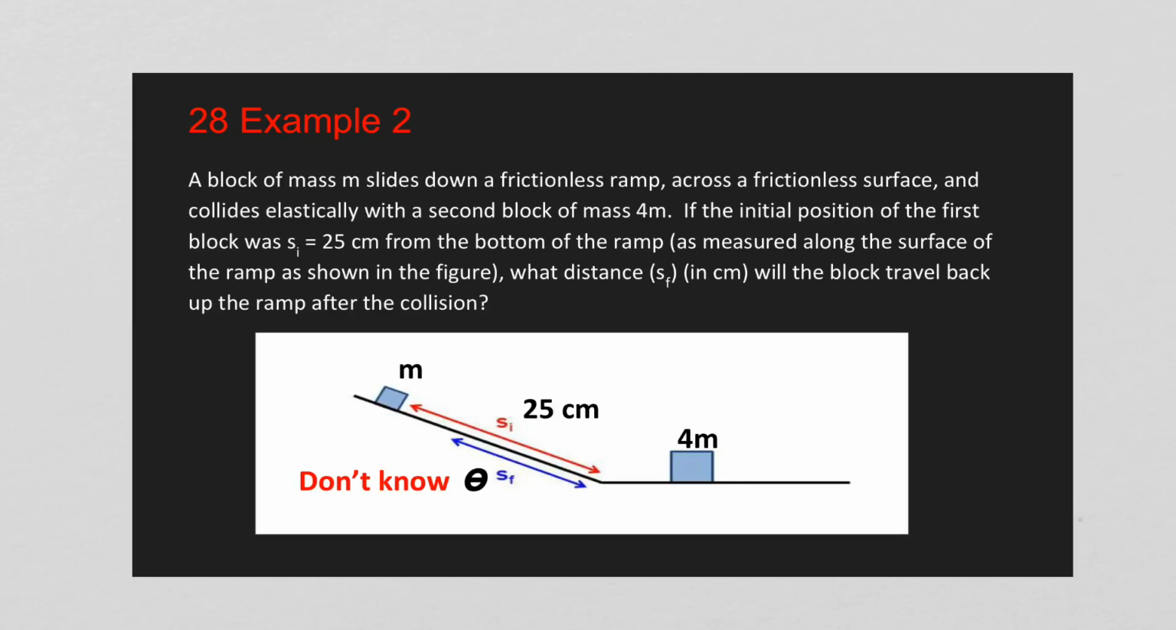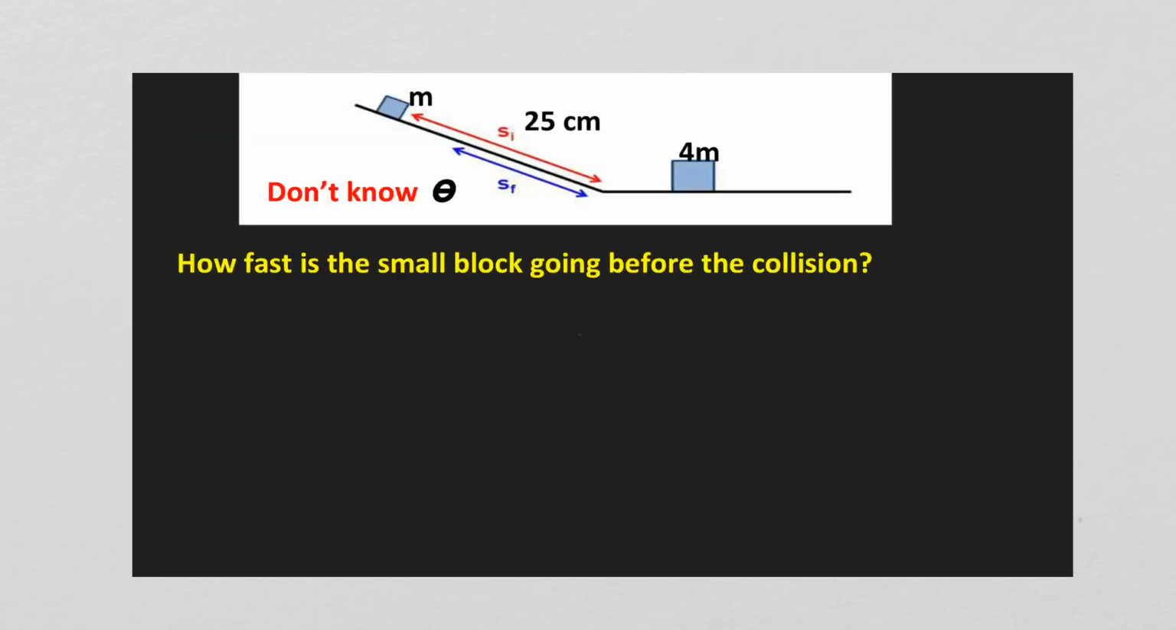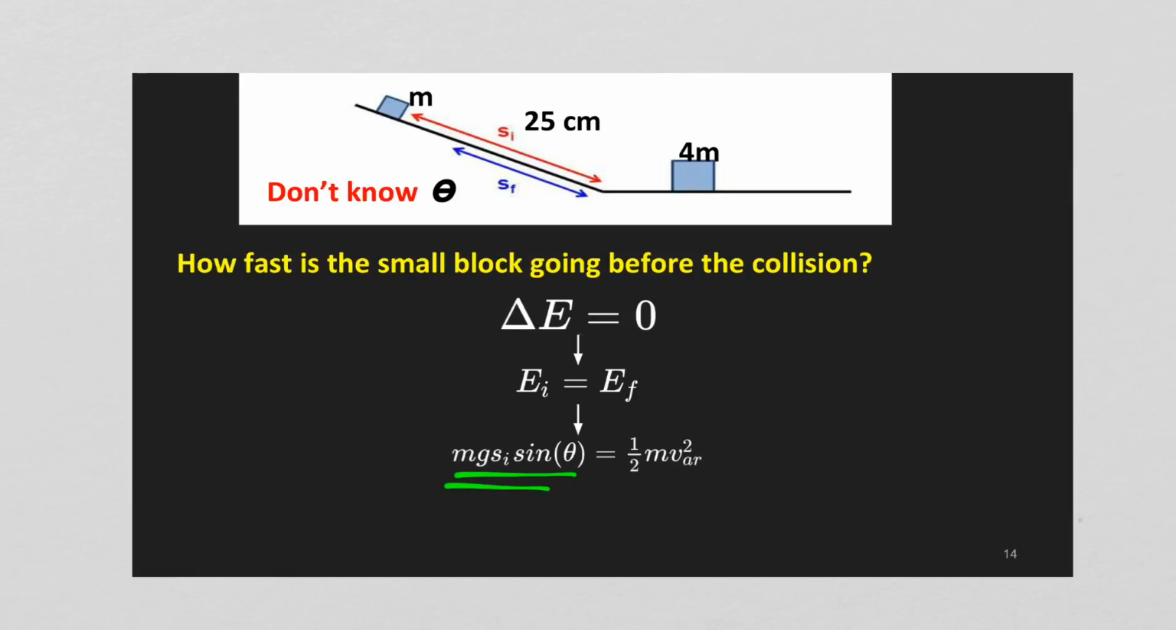All right. So how did I describe this? I said block M fell down the ramp. If block M fell down the ramp, I know there's no external work being done, no work done by non-conservative forces. Initially, it has gravitational potential energy. At the end, it's got kinetic energy after the ramp. So now I have an expression for how fast the little block M is going after it slides down the ramp. All right, good. So that covers that. Now we're moving into the collision.